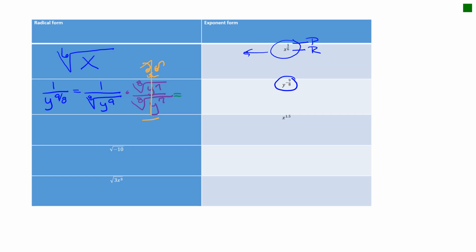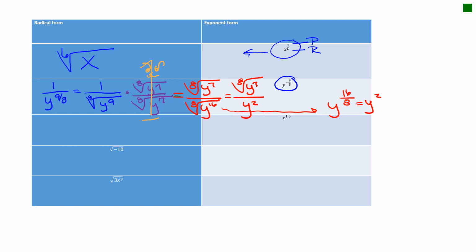Then what you have on the top is the 8th root of y to the 7th. On the bottom, you have the 8th root of y to the 16. But remember, this is y to the power over root. So 16 over 8 is y to the 2nd. So this becomes the 8th root of y to the 7th over y to the 2nd. Wow, mind blown there, right? That's going to be something that we're going to see a lot throughout this whole lesson. So let's go to the next one.